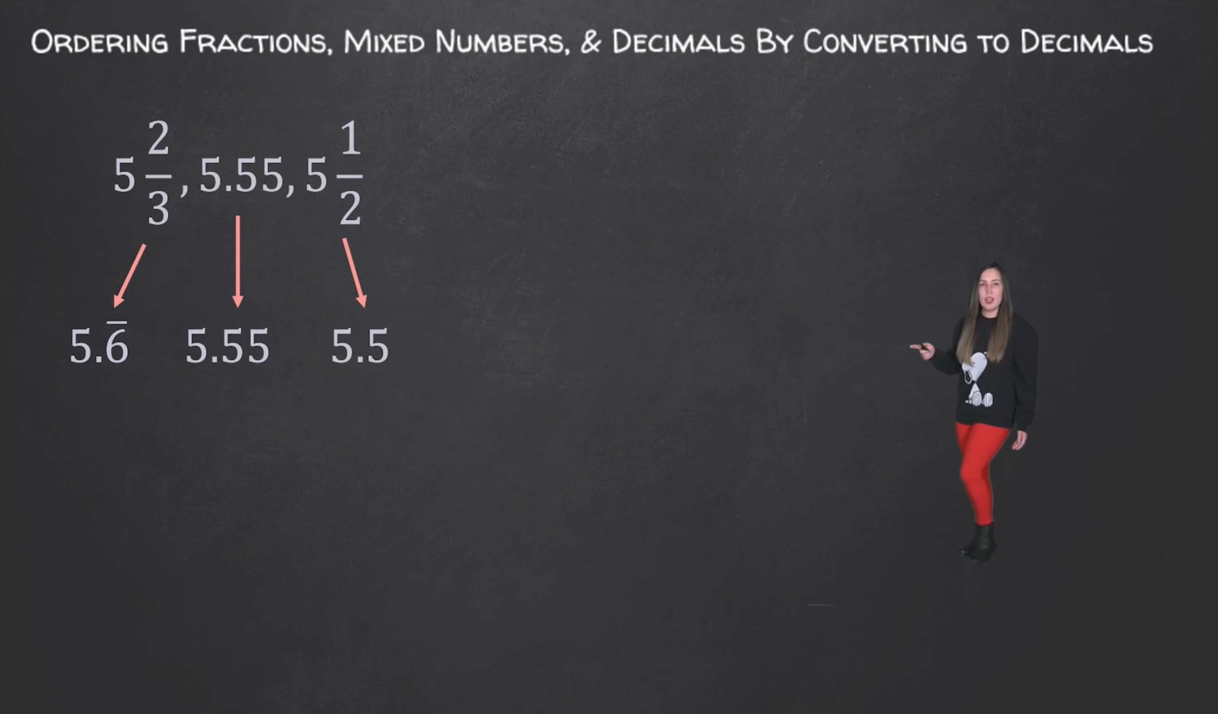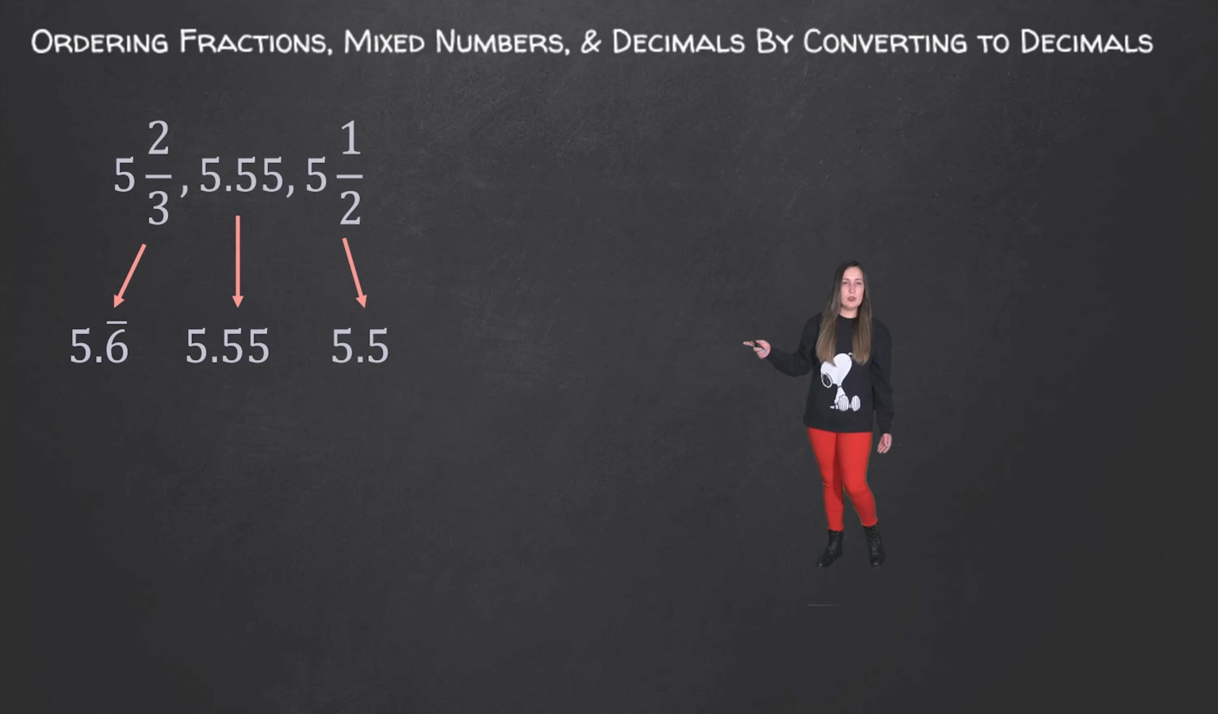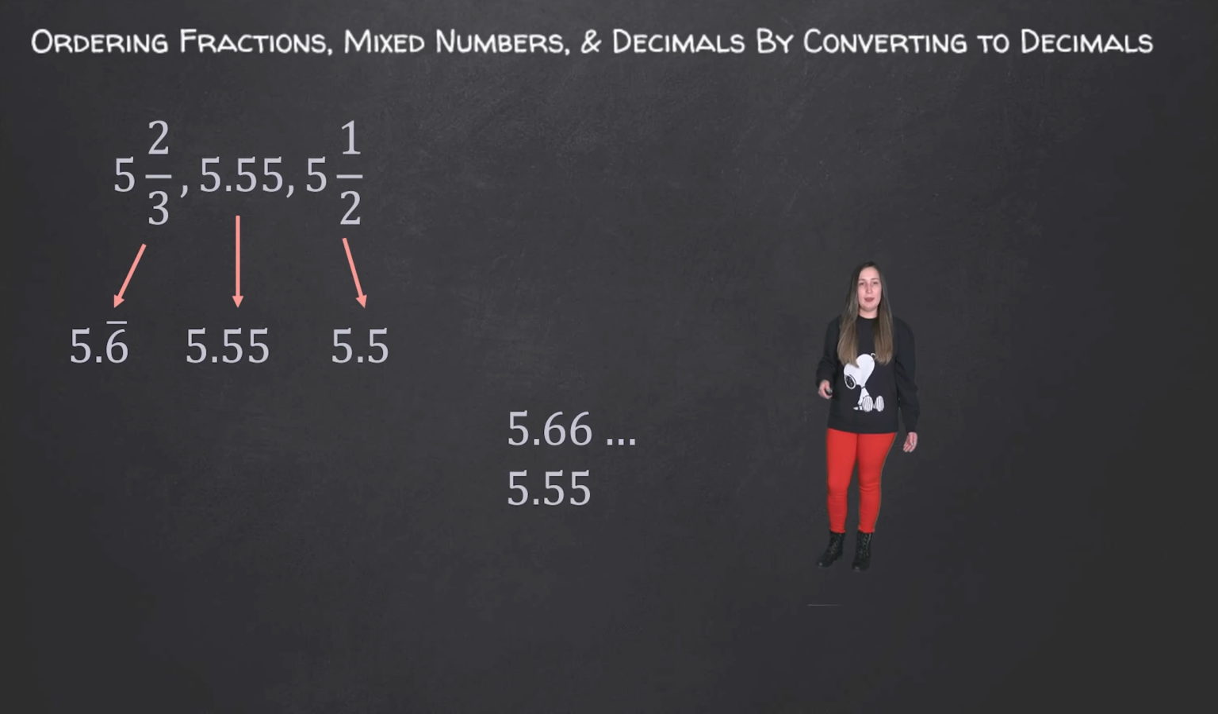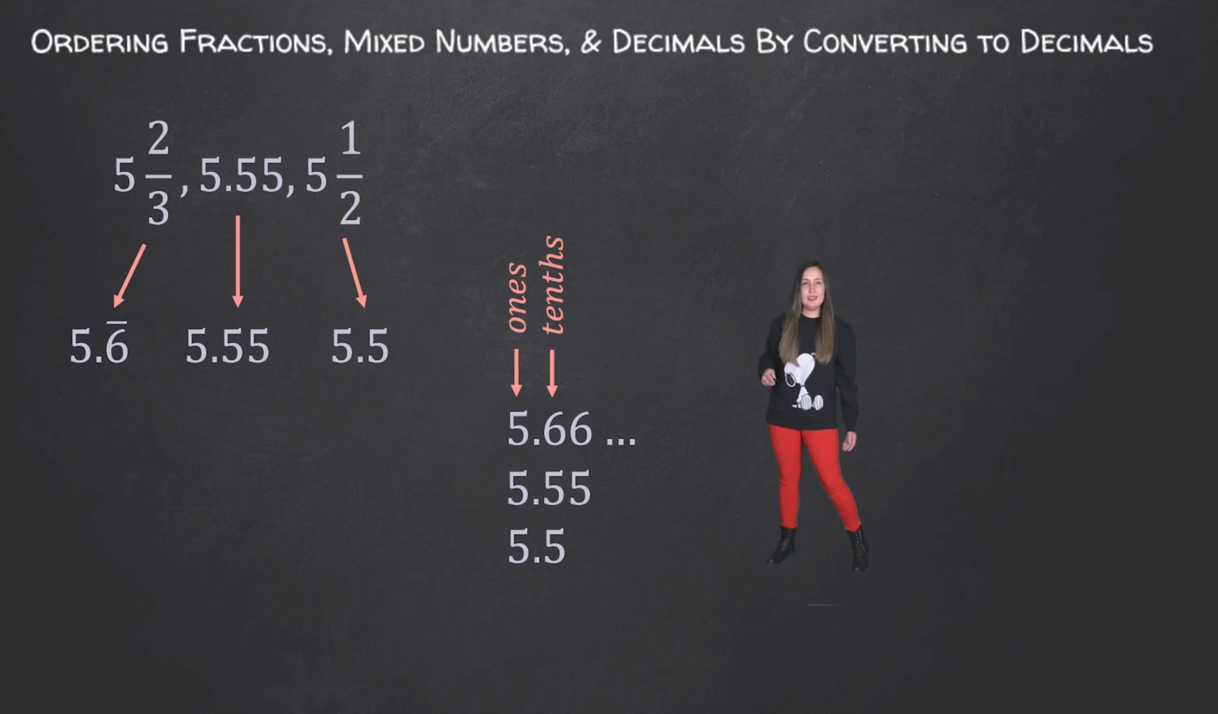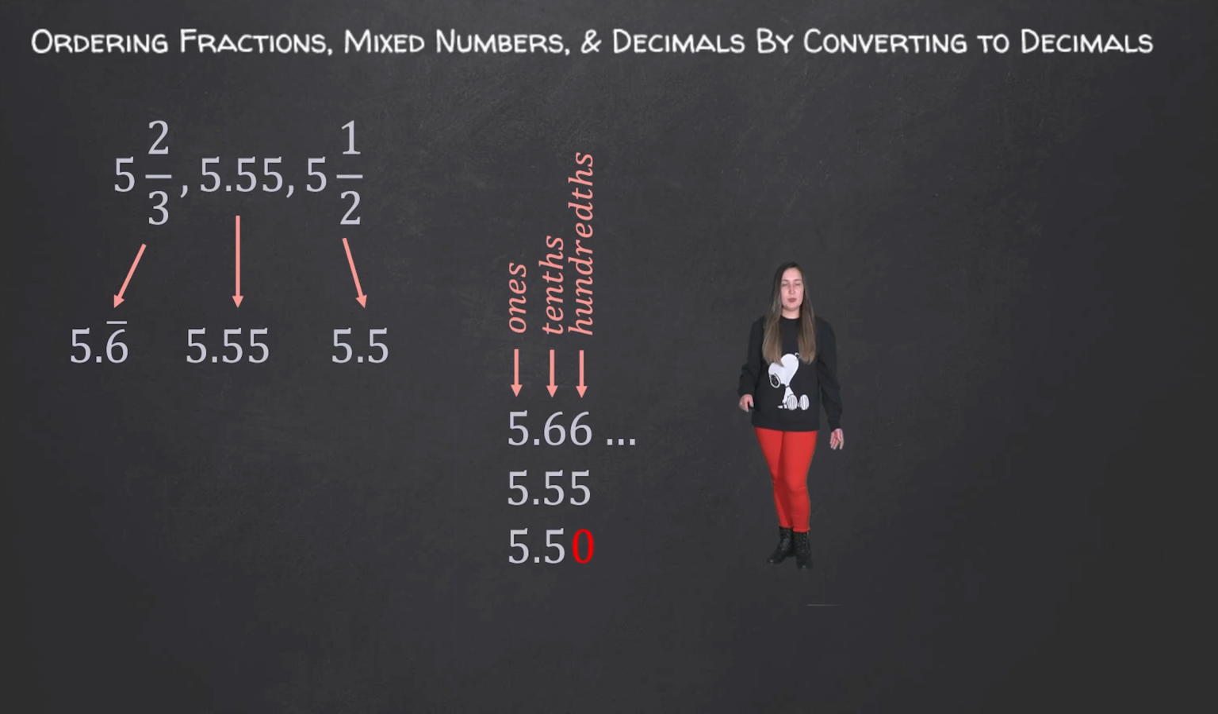All right, so in order to compare these decimals, we have to line them up by place value. So we have our ones place, we have our tenths place, we have our hundredths place. Not all our values have a number in the hundredths place, so we're going to go ahead and add a 0. Now, in the ones place, we have 5, 5, 5, so we can't really compare that. In the tenths place, we have 6, 5, 5, automatically making this top number the largest one. So let's compare the bottom two.